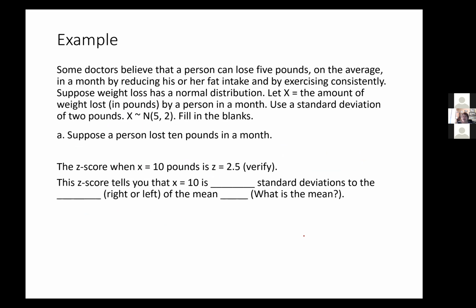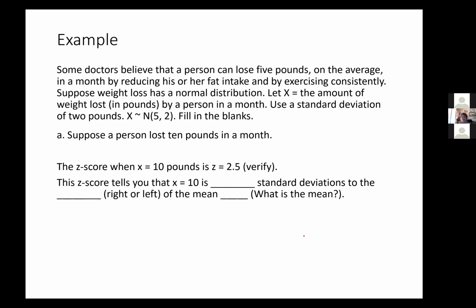Suppose weight loss has a normal distribution. So they're telling you that this is a normal distribution. Let X, our random variable, be the amount of weight lost in pounds by a person in a month. So our normal distribution is going to describe how much weight someone loses in 1 month.